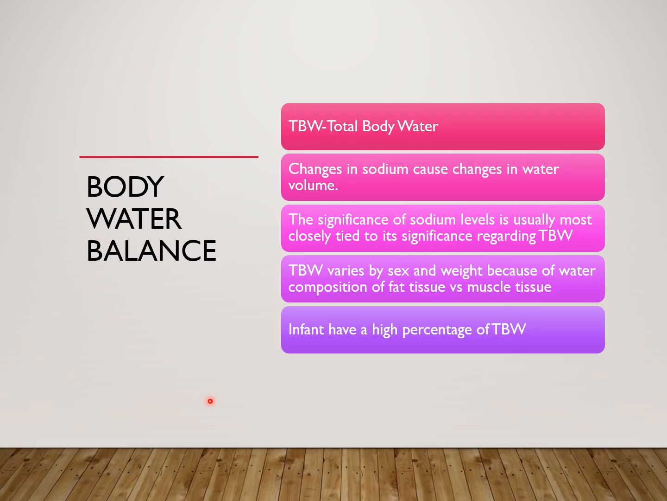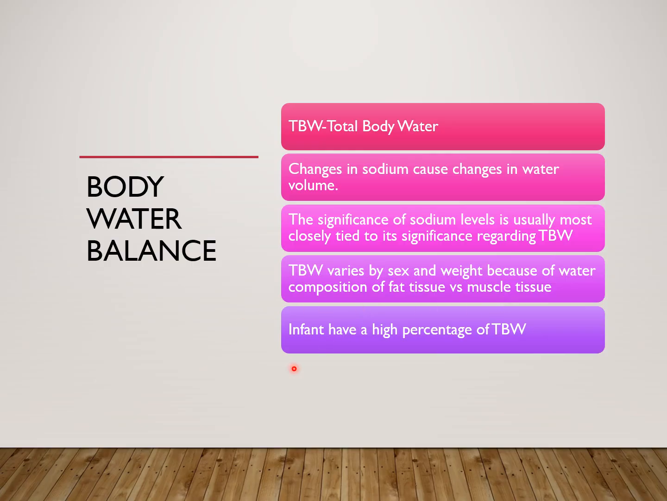Other things that affect body water balance. One abbreviation that we often use is TBW, that stands for total body water. And largely changes in sodium cause changes in water volume. So when we talk about sodium, it's always closely linked to water volume. The significance of sodium levels is usually most closely tied to its significance regarding total body water. So when we talk about hypo and hypernatremia, a lot of what we're going to talk about is the effect of either increases or decreases in sodium and how that affects the movement of water.